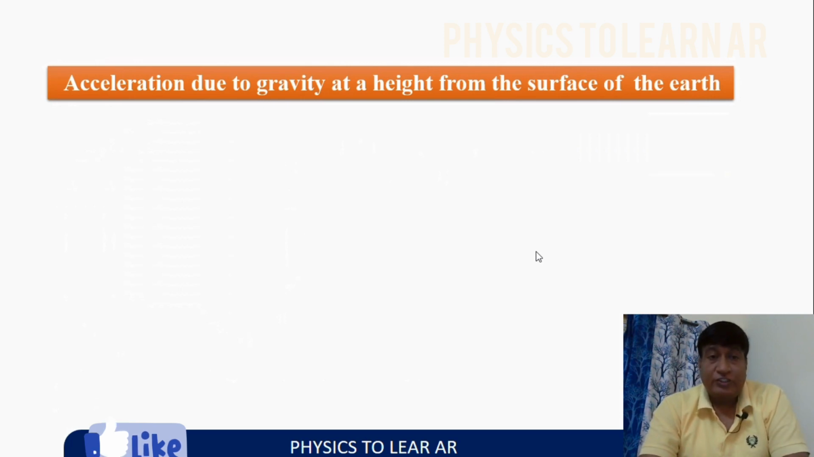Acceleration due to gravity at a height from the surface of the earth. This derivation has a calculation part. Please try to understand, and if you are unable to understand, please try to watch it twice.